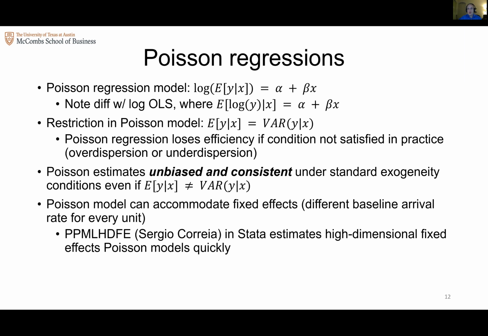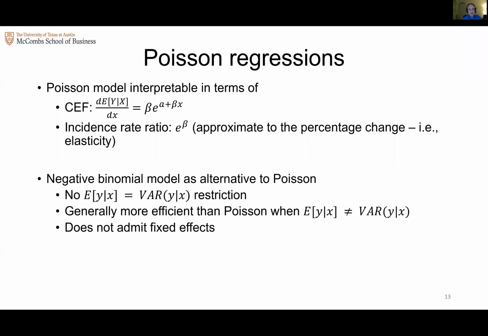Which is a problem, of course, but I would argue that that's maybe the lesser of the two evils. I'd rather have consistent estimates that are perhaps somewhat imprecise than very precise but inconsistent estimates. Okay, so again, this Poisson model is interpretable in terms of a conditional expectation function.